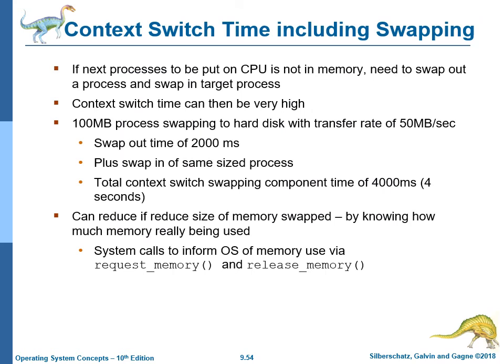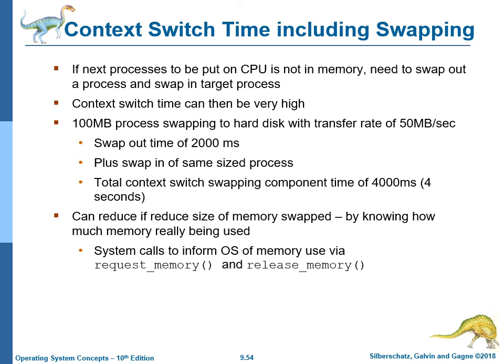Alright, so the context switch time includes swapping. If the next process to be put on the CPU is not in memory, they need to swap out a process and swap in the target process. So context switch time can be very high. It depends on swapping to the hard disk and its transfer rate. Usually we use a fast disk.